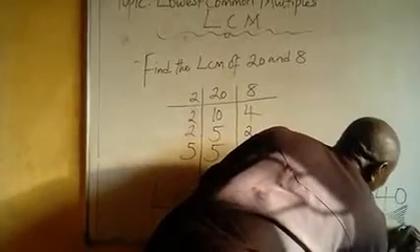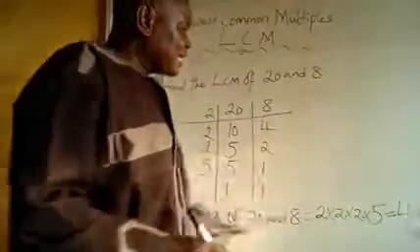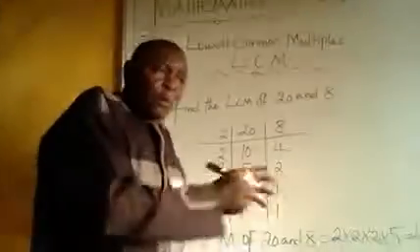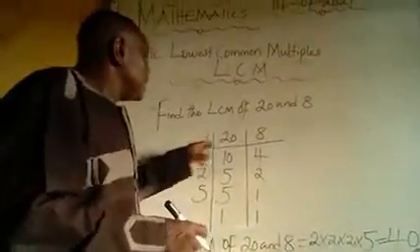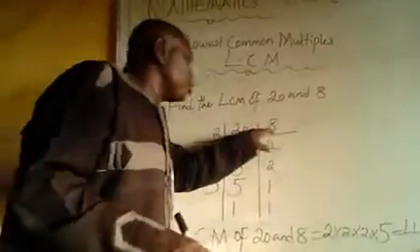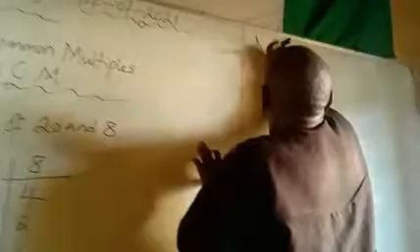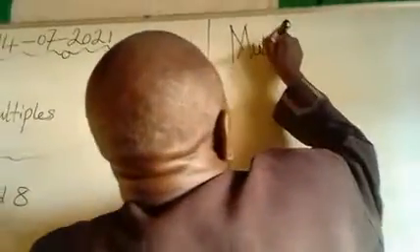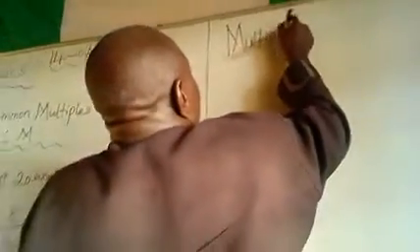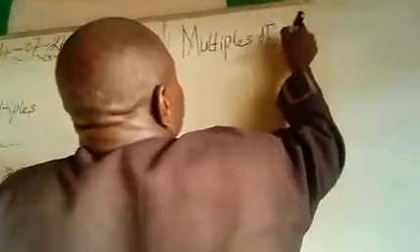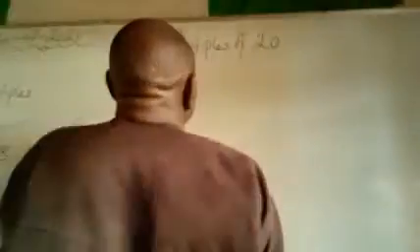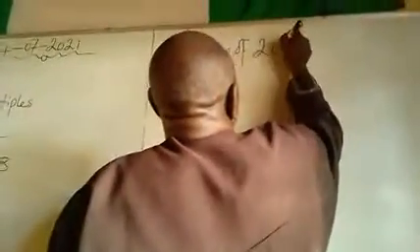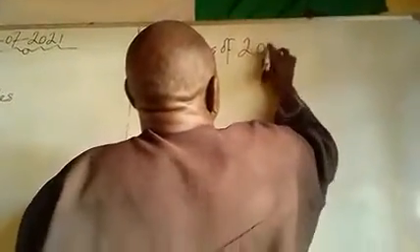40 is our LCM. I am not stopping at this level. I have to write down the multiples of 20 and the multiples of 8. Multiples of 20 right now.